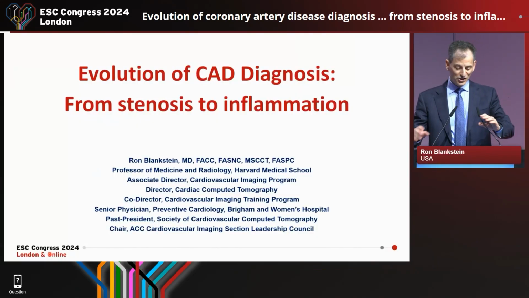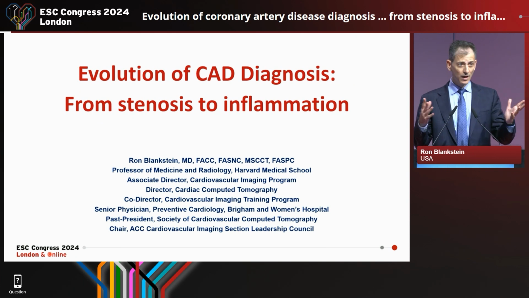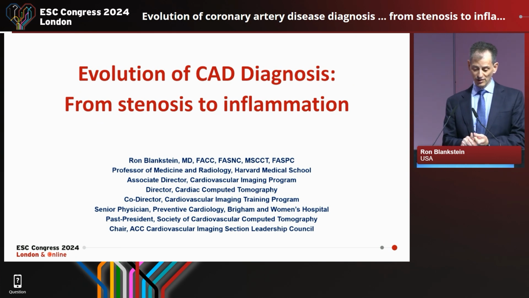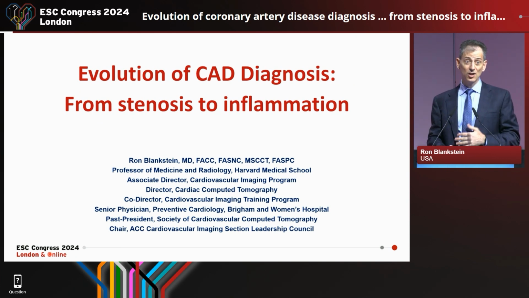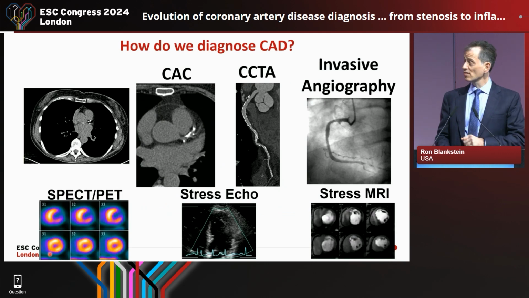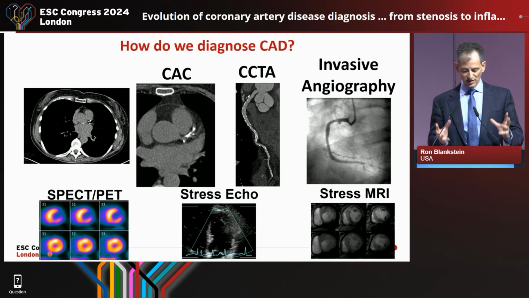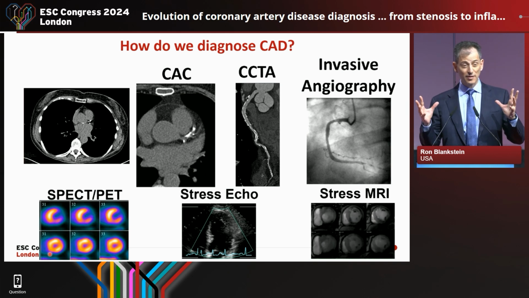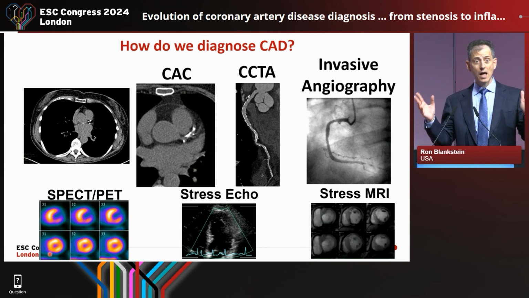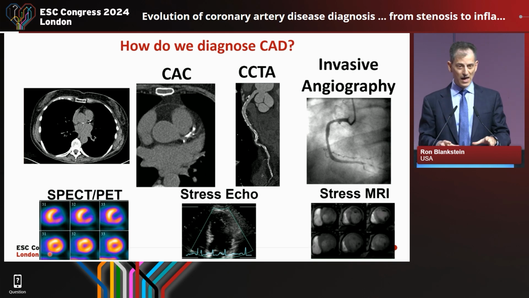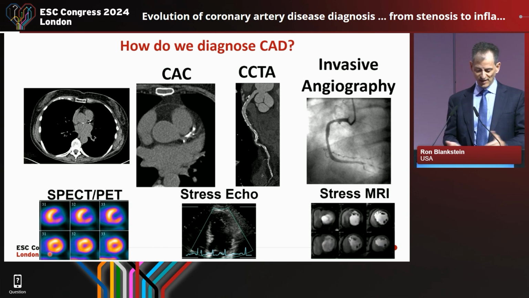Thank you. What a pleasure to be part of this session. And I'm going to kick off by talking about the evolution of coronary artery disease diagnosis. When we diagnose coronary artery disease, of course, there's a lot of tools we can use. On this slide are all the different methods we have. On the top are anatomical approaches, and on the bottom are physiologic or stress test approaches.